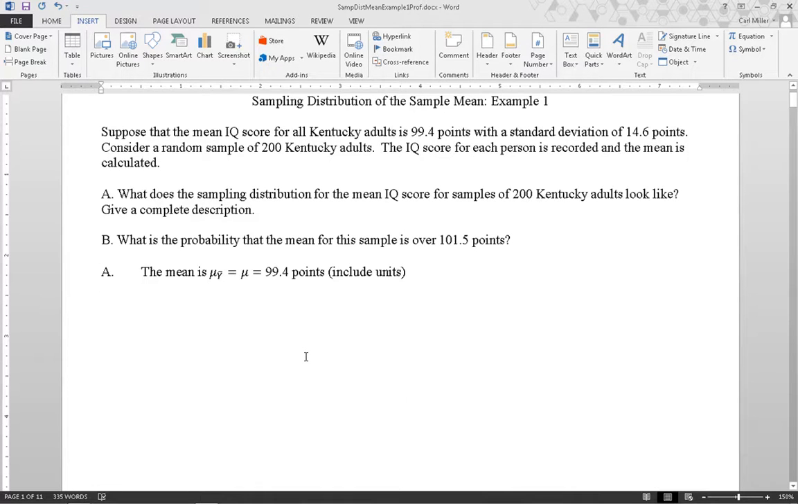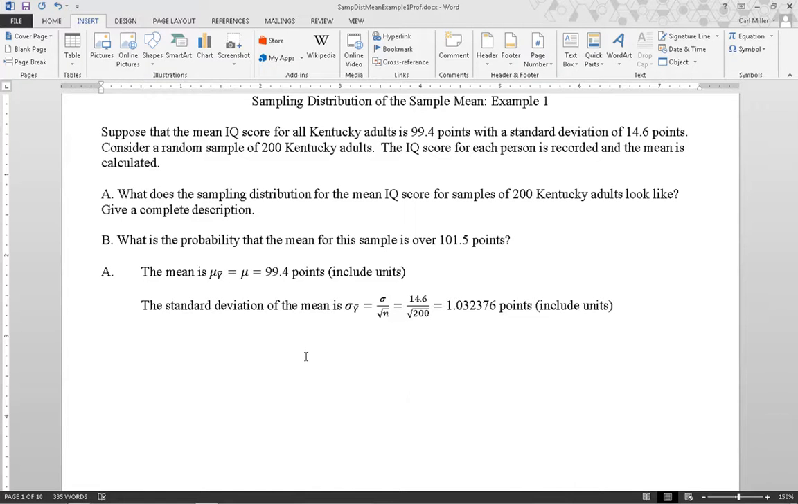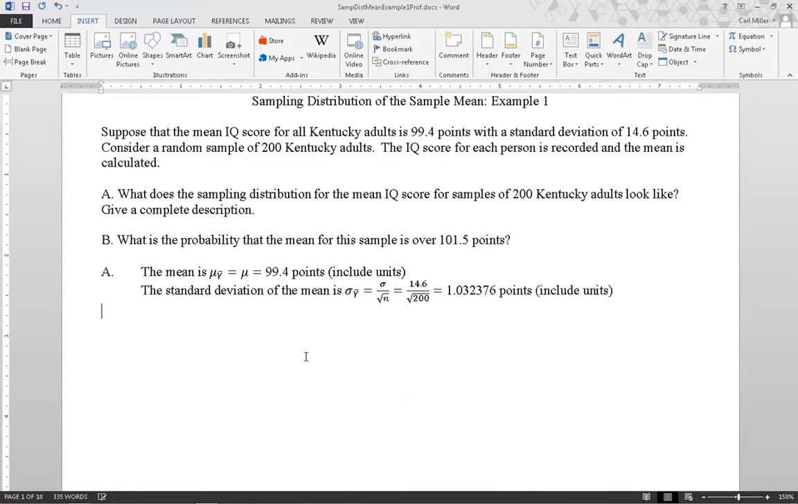The mean is mu sub y bar equal to mu equals 99.4 points. Be sure to include units. The standard deviation of the mean is sigma sub y bar, which equals sigma divided by the square root of n, which equals 14.6 divided by the square root of 200, which calculates out to be 1.032376 points. Include units.